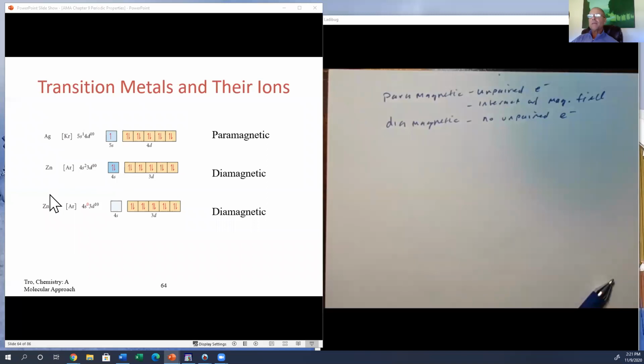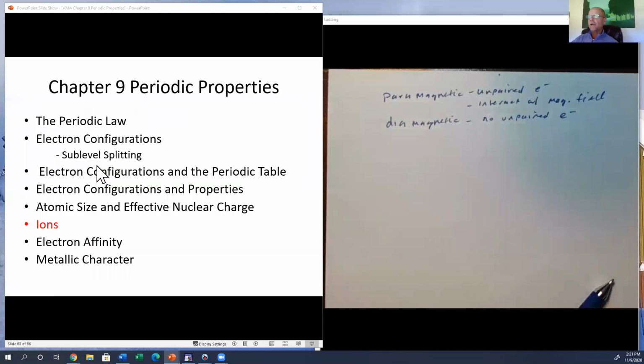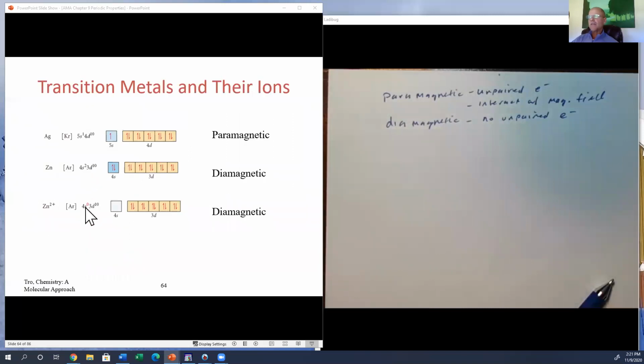What happens when you form the ion for zinc 2+? It's a transition metal, right? So where do the electrons come out of for the zinc 2+ ion? Do they come out of the 4s or the 3d orbitals? The s orbital. 4s orbital, exactly right. So they come out of the 4s. Zinc 2+ is 4s0, 3d10, and it's also diamagnetic. Notice that if the electrons had come out of the d orbitals instead of the s orbital, what would be the magnetic property of zinc?